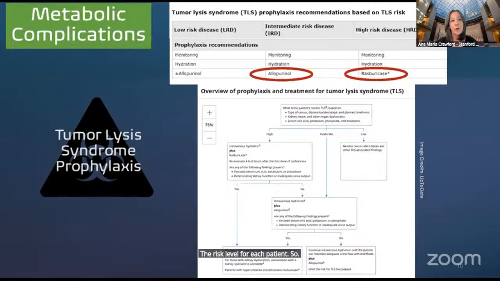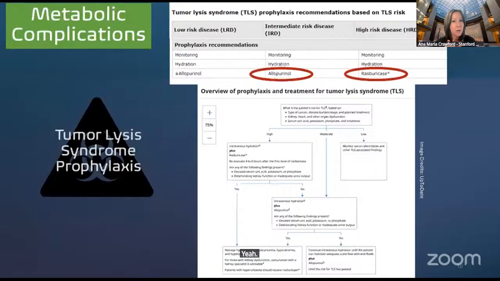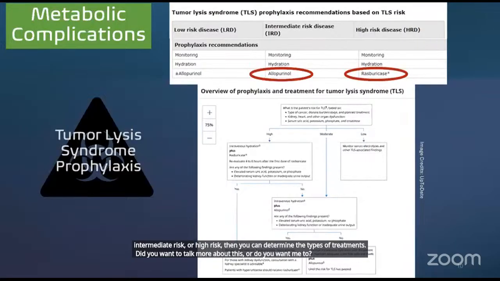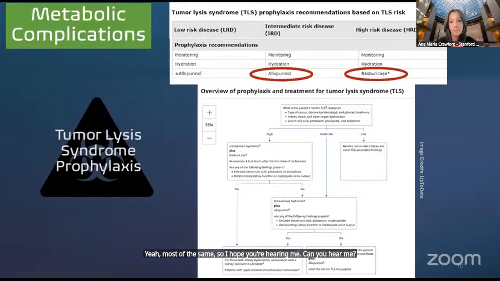So once you know whether it's low risk, intermediate risk, or high risk, then you can determine the types of treatments. Did you want to talk more about this, or do you want me to? Yeah, most of the things, I hope you're hearing me. Can you hear me? Yes, sir.